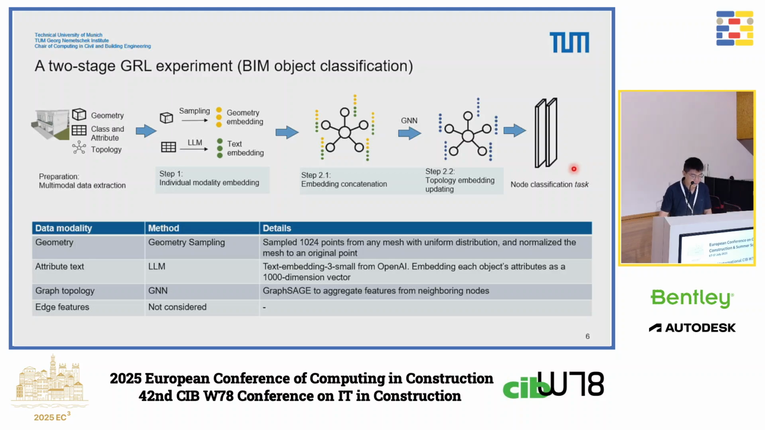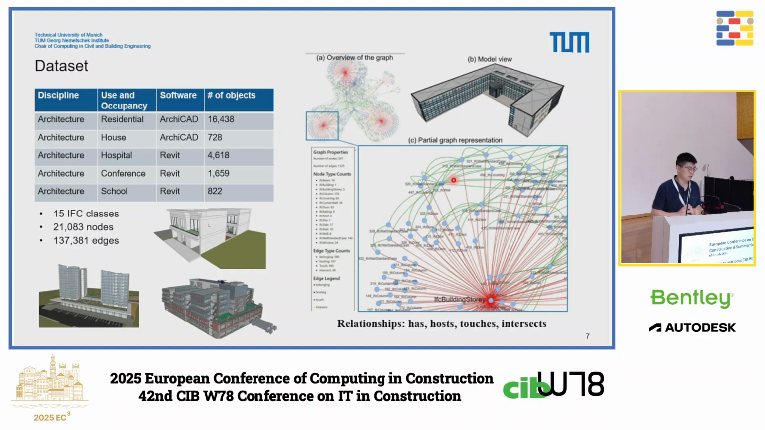To validate this idea, we constructed an initial dataset containing 5 models from different uses and scenarios. These models contain 15 IFC classes and more than 20,000 nodes and 100,000 edges. And those edges could be heads, hosts, touches, and intersects.